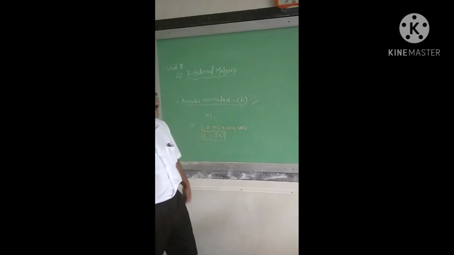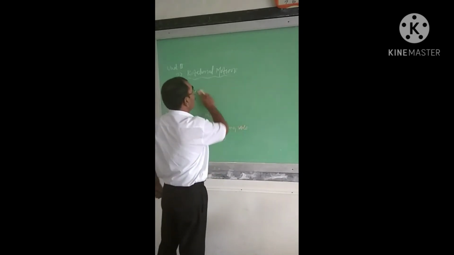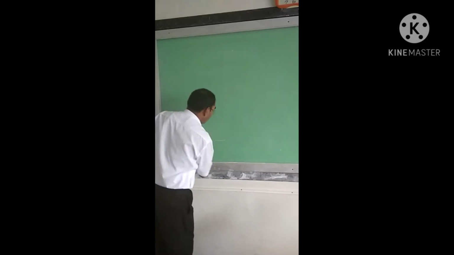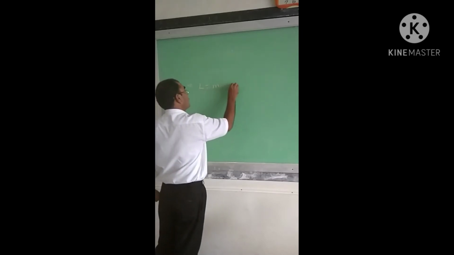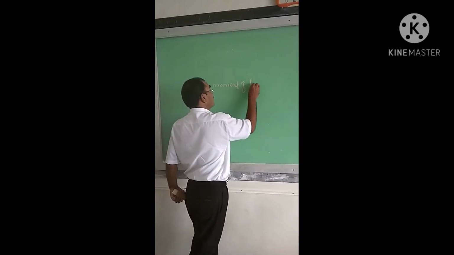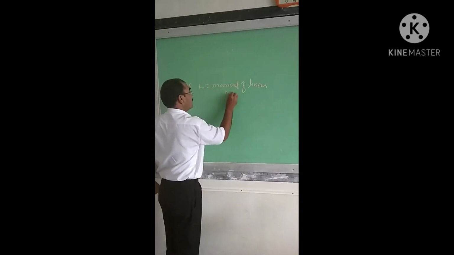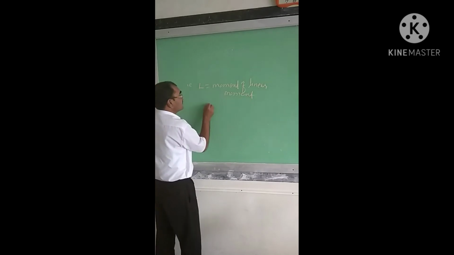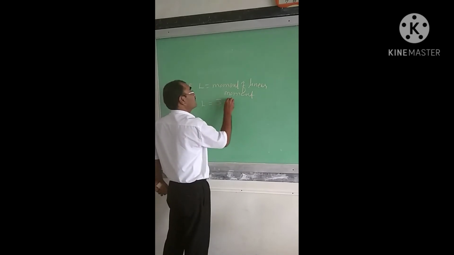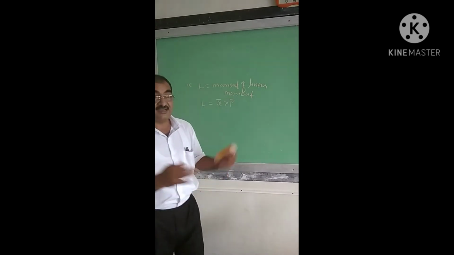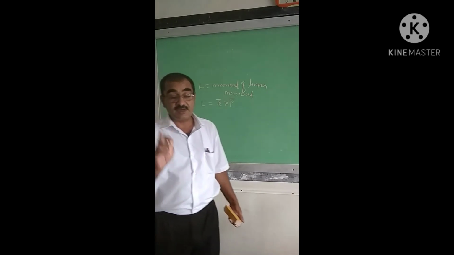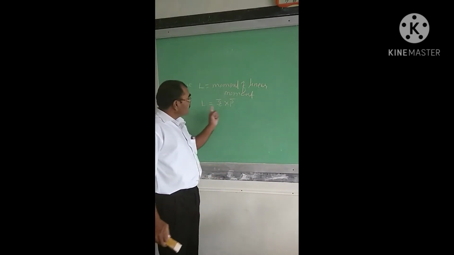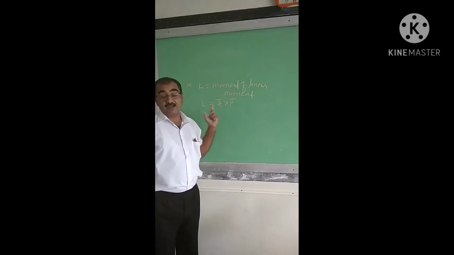Or it is also defined as the moment of linear momentum, that is, capital L equals the moment of linear momentum, which is equal to r bar cross p bar, not dot, r bar cross p bar. That is, the moment of linear momentum is called angular momentum.